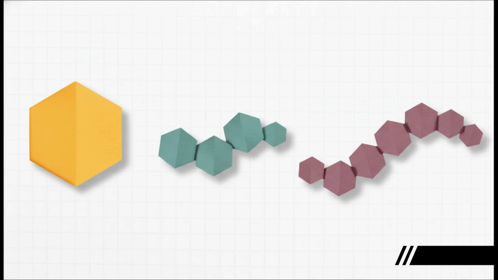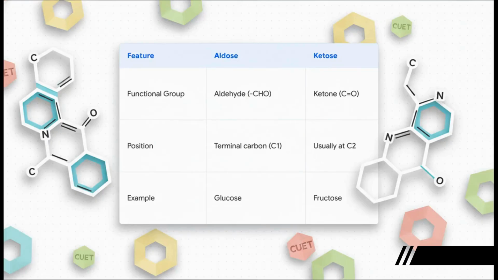We can basically sort them into 3 families, kind of based on their size. You've got monosaccharides, those are the single, simplest sugar units. Then you have oligosaccharides, which are short little chains. And finally, the big ones, polysaccharides, which are these huge, long chains. For today, though, our entire focus is on those building blocks, the monosaccharides, because that's what CUET absolutely loves to ask about.